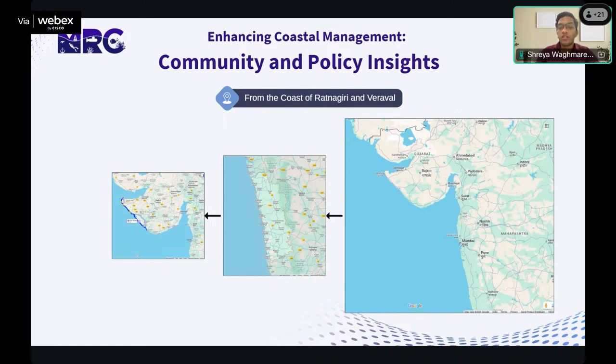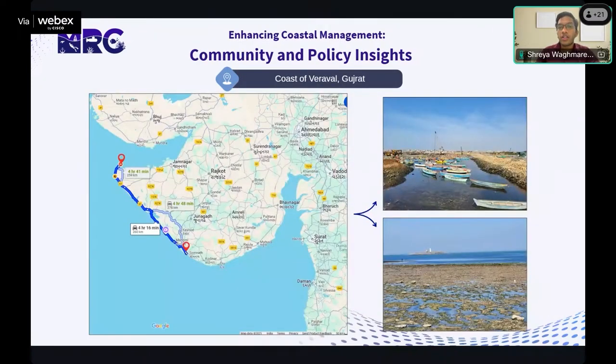After Ratnagiri, our next phase was to visit Veraval in the state of Gujarat. In Gujarat, we spent more than a week. We had a chance to explore Veraval thoroughly and explore the coast of Okha as well. We also had very informative sediment related inputs, which you can see in the right bottom image.